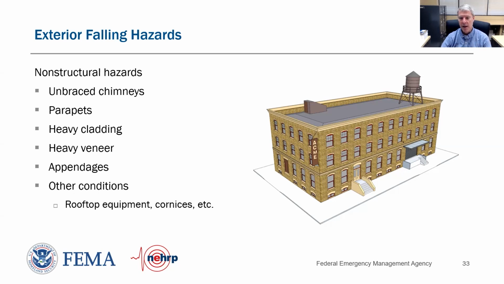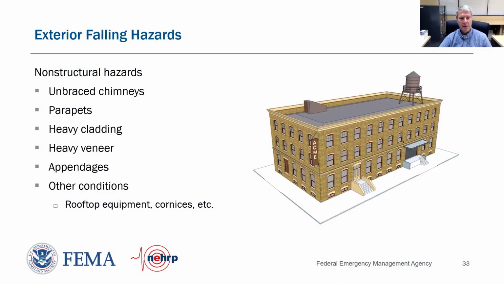Unbraced chimneys are another great classic example where we see a lot of damage, even in low shaking environments. Parapets, similarly, unreinforced masonry parapets. We could have a building with heavy cladding, and depending on how strongly it's shaken, we can dislodge some of those cladding panels. Heavy veneer is another example. We might dislodge some brick. If we've got brick on the front of our homes, we could dislodge that brick and it could fall off. If it's near an egress route or exit door, we want to flag that.